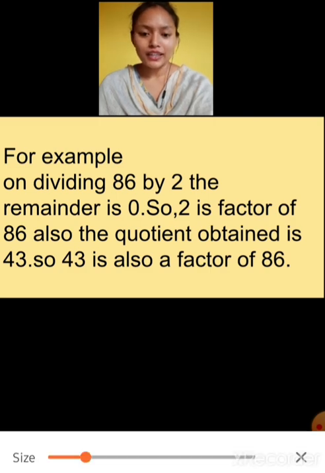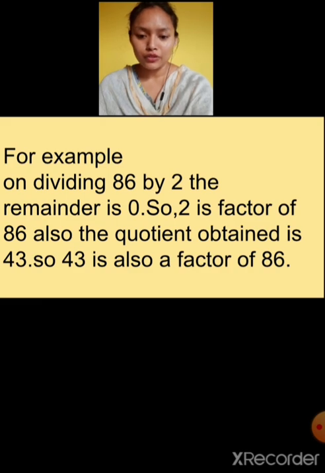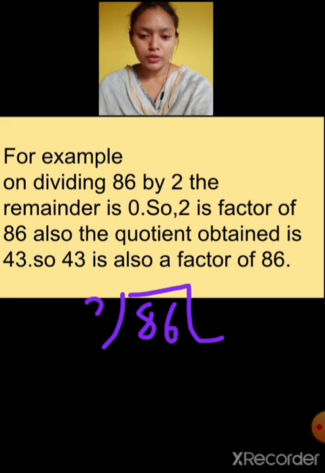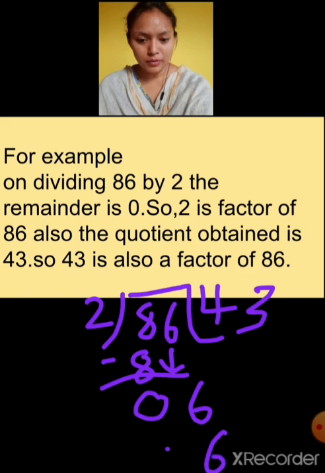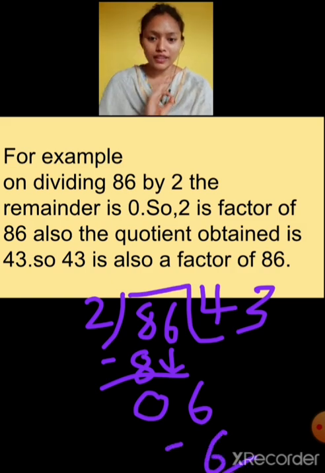For example, you can see in this slide, we can say 86. Now, if I take 86 and divide it by 2, let's see what will happen. 86 divided by 2: 2 4s are 8, 8 minus 8 is 0, then 6 will come down. 2 3s are 6. So what's the remainder in this case? The remainder is 0, nothing.